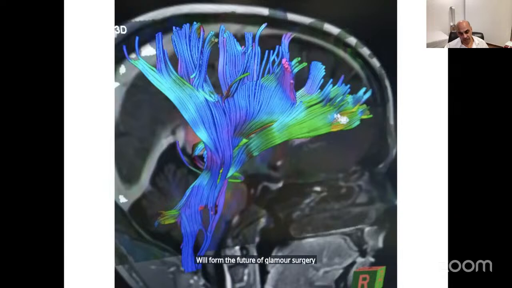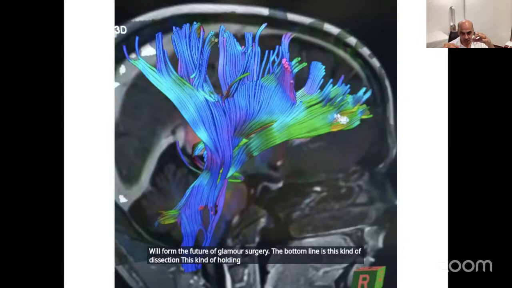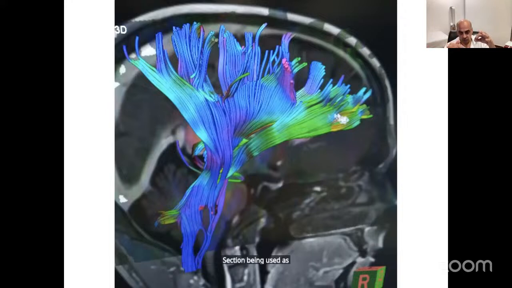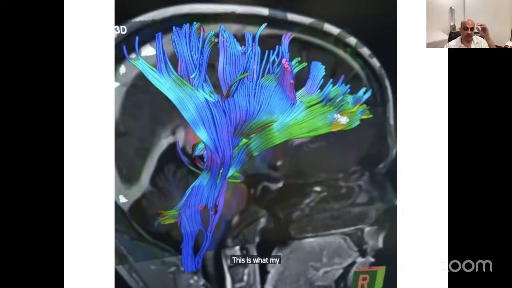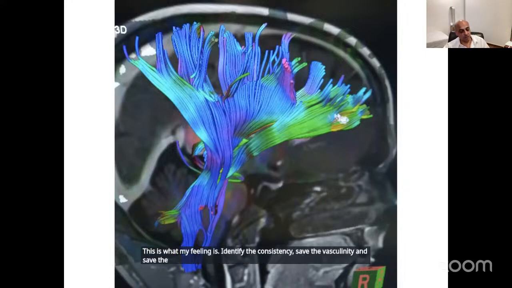The bottom line is this kind of dissection, this kind of holding of instruments, holding of one hand, suction in the right hand, suction being used as a dissector, suction being used as a scissor, suction being used as a retractor. This is what my feeling is. Identify the consistency, save the vascularity, and save the function of the patient. Thank you very much.